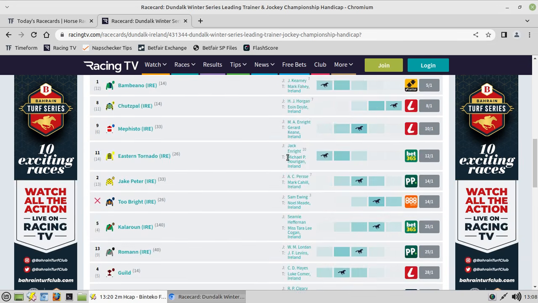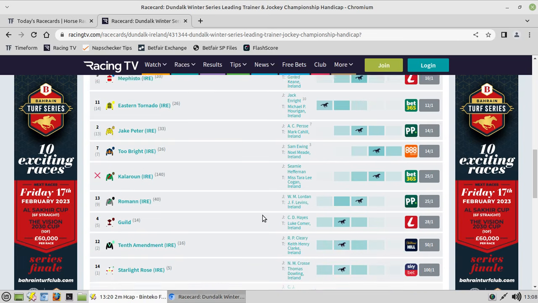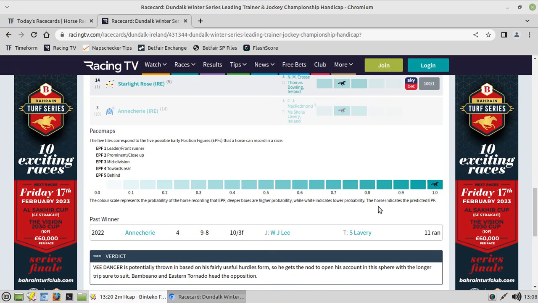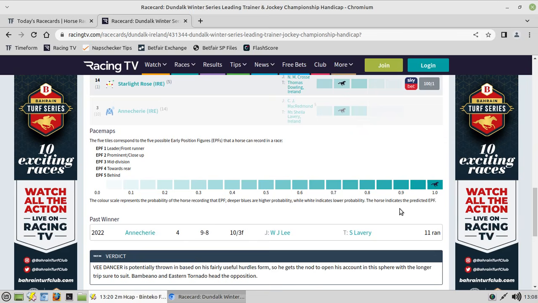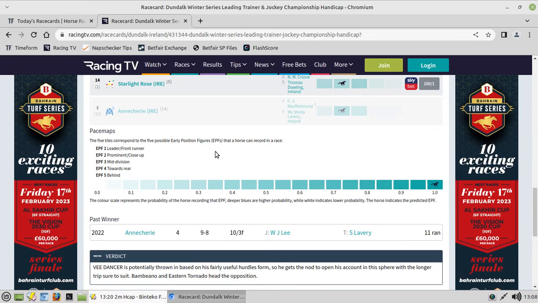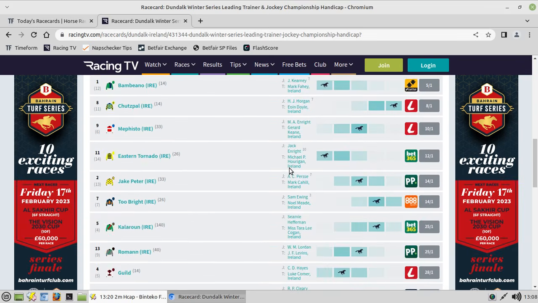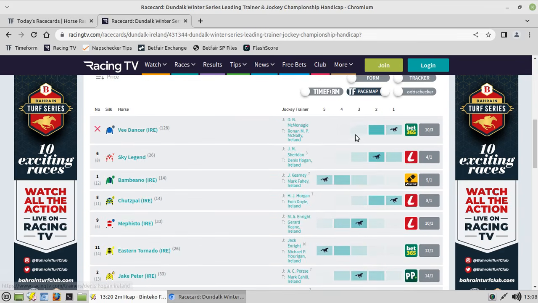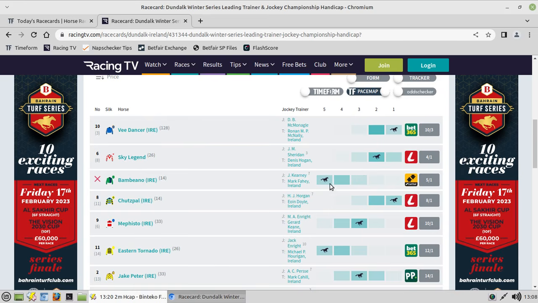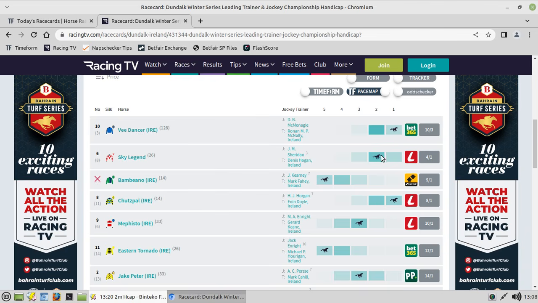In addition to that, the little graphic of the actual horse indicates the predicted early position figure. So essentially the graduated squares gives a range of where that horse is likely to run, and the actual position of the horse within the graphic gives its predicted position.